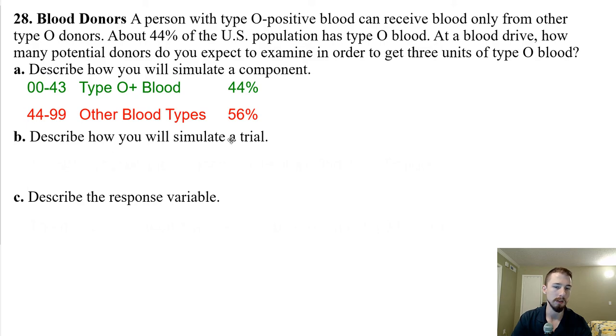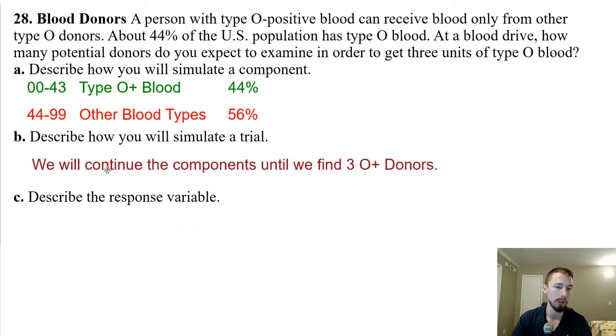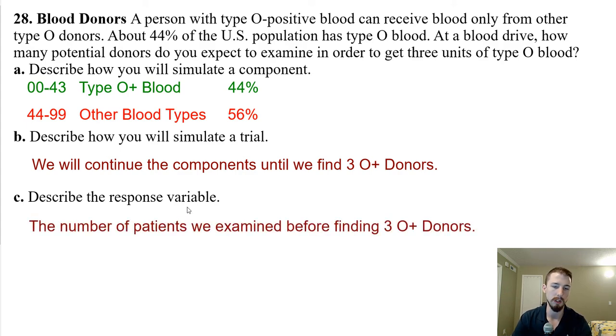Describe how you simulate a trial. So a trial is basically however many components it takes until we reach what we're looking for, which in this case is 3 units of type O blood, or 3 type O patients. So we're going to simulate the trial by running the components. We'll continue the components until we find 3 O positive donors. Describe the response variable. So the response variable is the length of the trials, which in this case is going to be the number of patients we examined before finding 3 O positive donors.